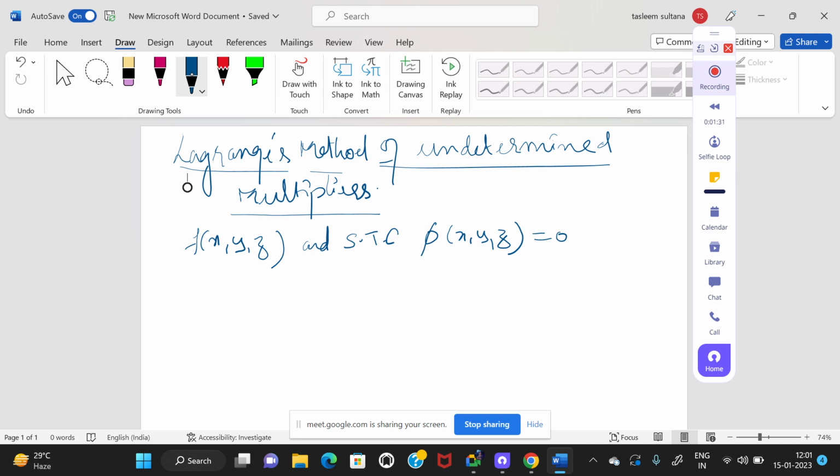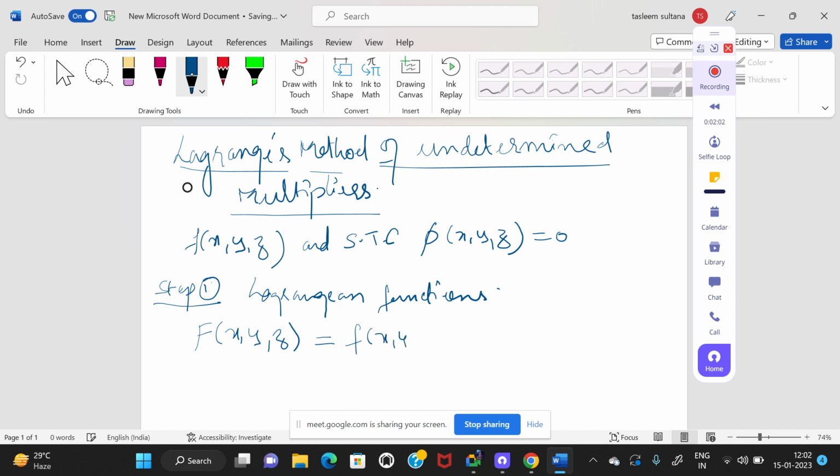You have to construct the Lagrangian form, where step 1 is the Lagrangian function: capital F of x, y, z, which is equal to f of x, y, z plus lambda into phi of x, y, z, where f of x, y, z is the function and phi of x, y, z is the constraint according to the condition.